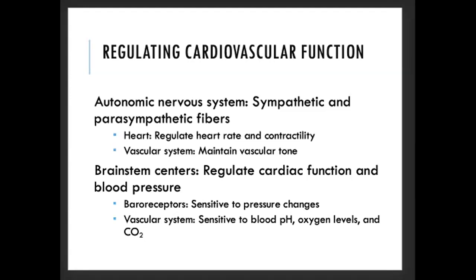Our baroreceptors are located in the walls of our heart and blood vessels, and they're very sensitive to pressure changes. So the aortic arch and the coronary artery baroreceptors are particularly important in our regulation of our heart rate and our vascular tone. When baroreceptors sense a drop in pressure, they're going to send a message to the brain to stimulate that sympathetic nervous system to increase the heart rate and induce vasoconstriction.